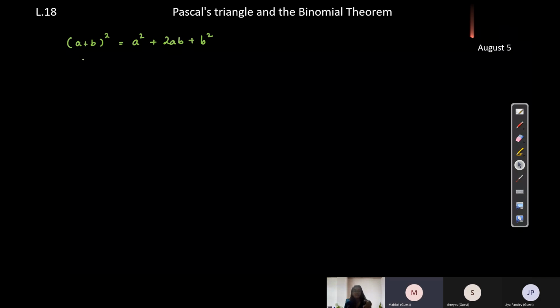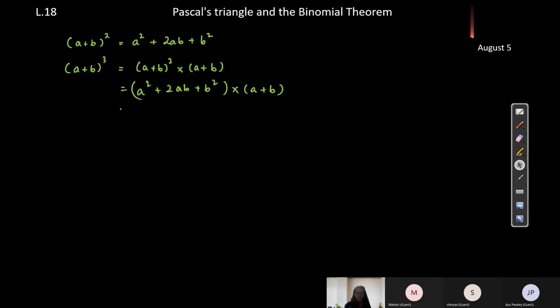Yes, exactly. So even if you don't know it, to get the answer for A plus B whole cube, you just need to multiply A plus B whole square by one more A plus B. So A plus B whole square is this one. You can multiply A square plus 2AB plus B squared, this complete expression, by A plus B. When you do that, you will get A cube plus 3A square B plus 3AB square plus B cube. This will be the final answer for A plus B whole cube.